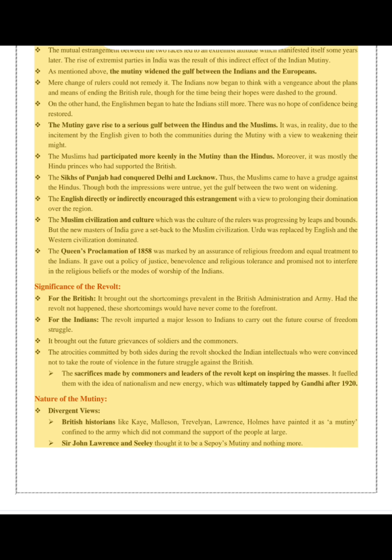The mutiny gave rise to a serious gulf between the Hindus and the Muslims. It was, in reality, due to the incitement by the English given to both the communities during the mutiny with a view to weakening their might. The Muslims had participated more keenly in the mutiny than the Hindus. Moreover, it was mostly the Hindu princes who had supported the British. The Sikhs of Punjab had conquered Delhi and Lucknow.